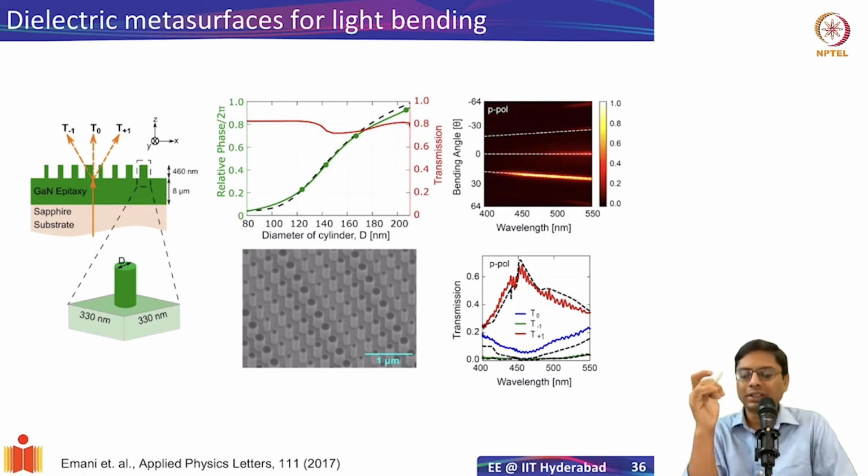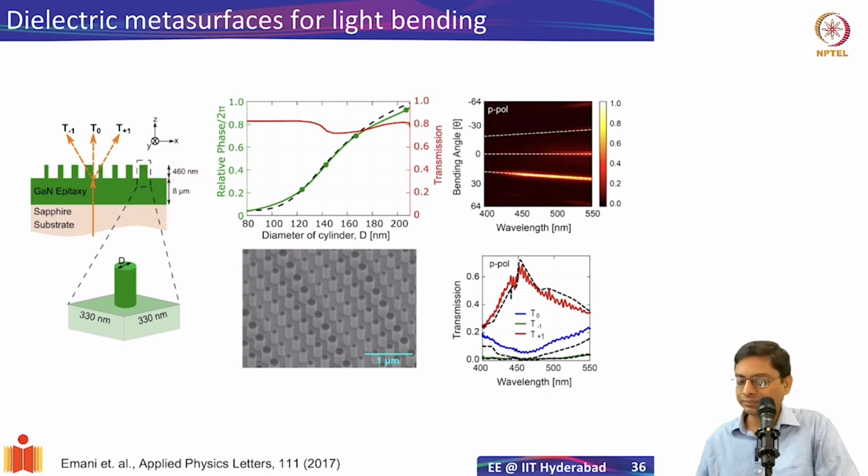For example, if I take a structure wherein I have a high index material, one pillar sitting on top of a surface, I can change the diameter of my pillar, and that will introduce various different amounts of phase. So this is one calculation done for the diameter of a cylinder on the x-axis and the relative phase that is introduced as light propagates along the cylinder. This is, I think, for a fixed height of 460 nanometers.